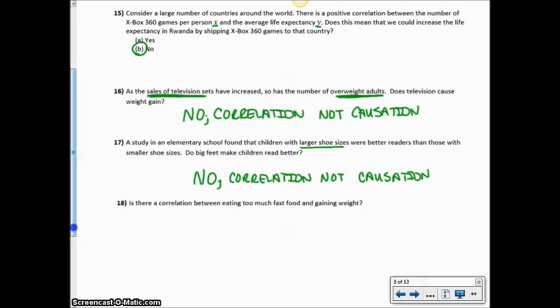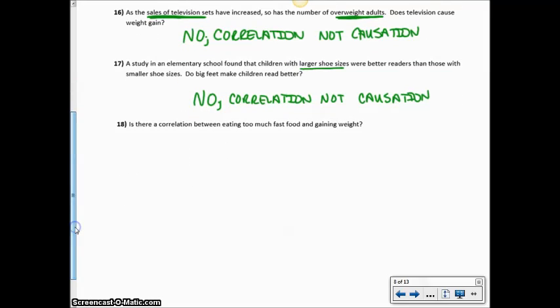Okay, so is there a correlation between eating too much fast food and gaining weight? So yes, is there a correlation? Yes, probably. Does eating fast food make you gain weight? Well, no. Some people have more metabolism than others, so they could eat whatever they want and never gain a pound. But is there a correlation to it? I would say yes, there definitely is. There have been studies shown that yes, there is a correlation between eating too much fast food, notice it says too much, and gaining weight.